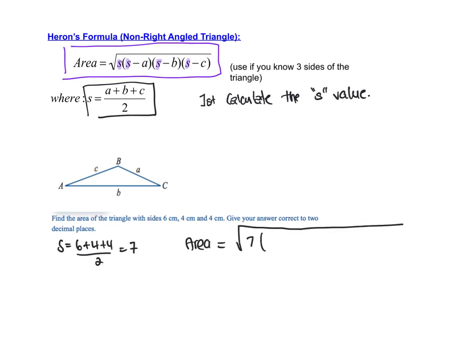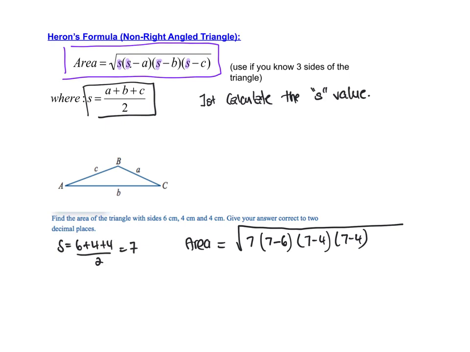So it's 7, then it's S, which is 7 again, and you minus side A. So it's going to be minus all the sides, so you times all the sides like that, each subtracted from 7. Then you just plug that into your calculator: get the square root symbol and then do 7 times and then open the bracket. Just write out exactly what we just wrote there, and you shouldn't have a problem.